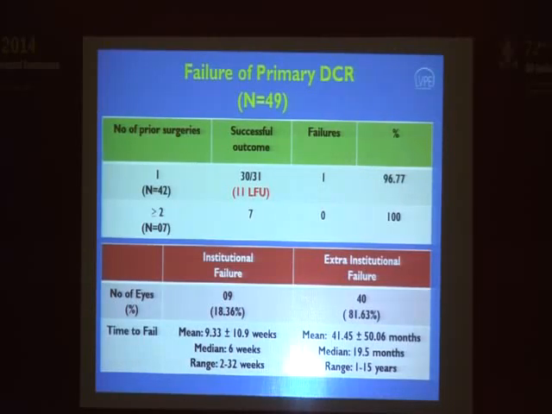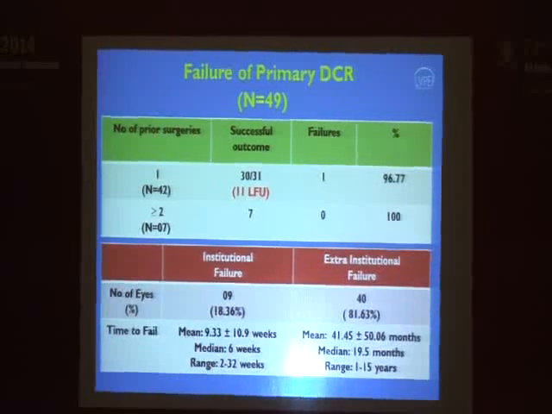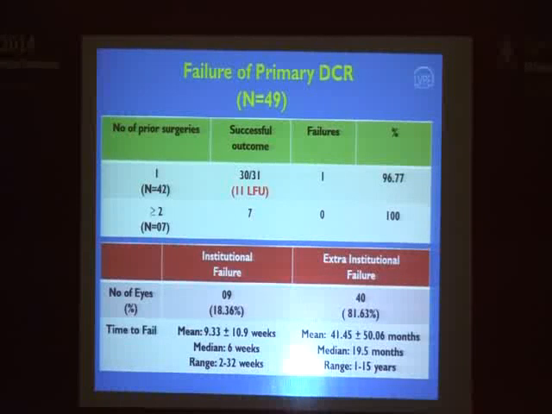Out of 49 eyes, 9 cases were institutional failures, meaning most of the cases were done by fellows, as ours is a training institute. And 40 eyes, around 82%, were extra-institutional cases which were referred to us. It is very important to note that the time to failure in institutional cases was mostly around 6 weeks, whereas for extra-institutional cases it was around 1.5 years. This could be explained by the late referral pattern in our settings.